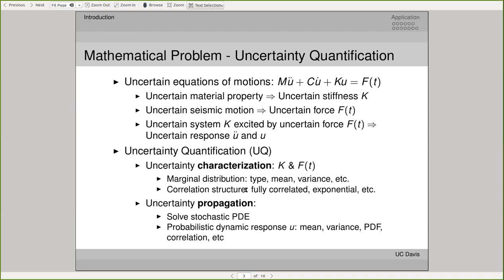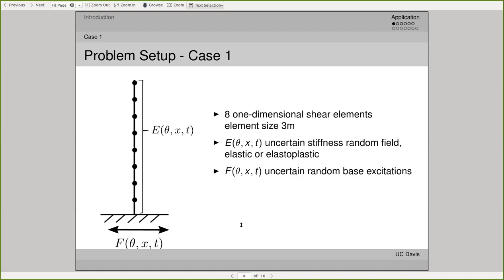And we already showed some techniques to do the uncertainty characterization, essentially how to quantify the uncertainties in the input. We showed the technique of Hermite polynomial chaos Karhunen-Loève expansion to quantify the marginal distribution and the correlation structure of the input uncertainties. And we also presented the method of Galerkin stochastic finite element method to do the uncertainty propagation, essentially to propagate this uncertain forcing to the uncertain random system so that we can get the probabilistic dynamic structure response. And today, we're going to show you two examples.